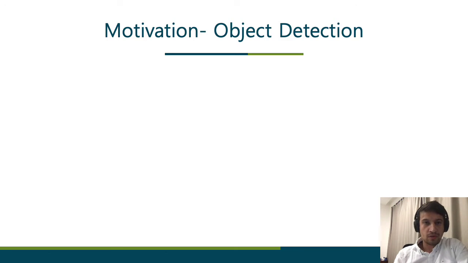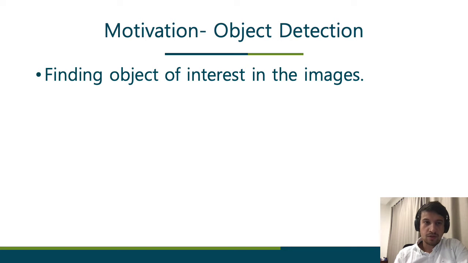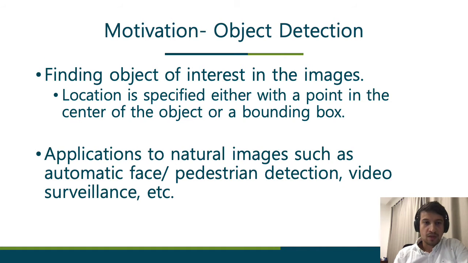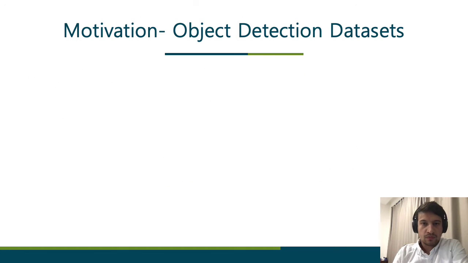In this work we're going to study object detection, which consists of finding objects of interest in images. Usually the location is specified with a point, a bounding box, or the center of the object. There are a lot of applications doing this, like automatic face detection, pedestrian detection, video surveillance, among others.